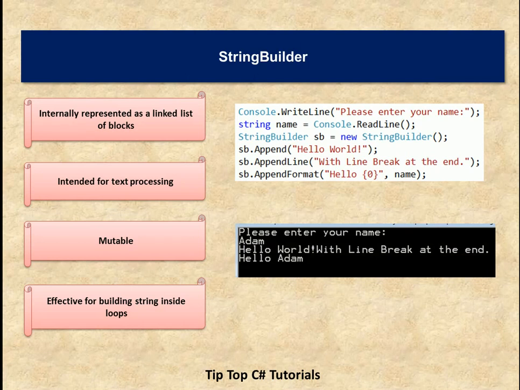So it will be like this when you read the program and then try to print it with Console.WriteLine of the StringBuilder instance. It will be like this.